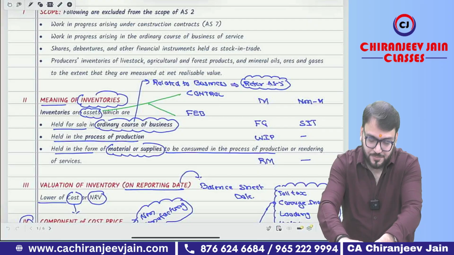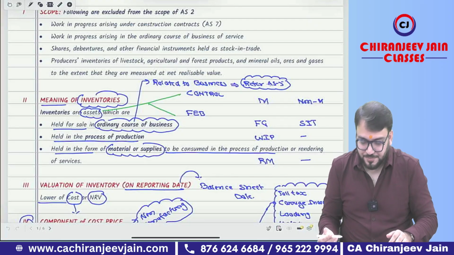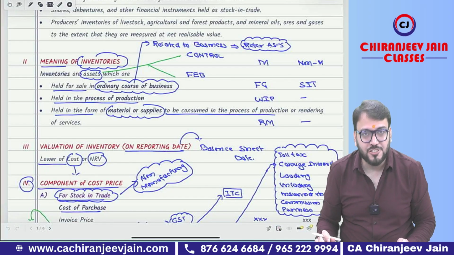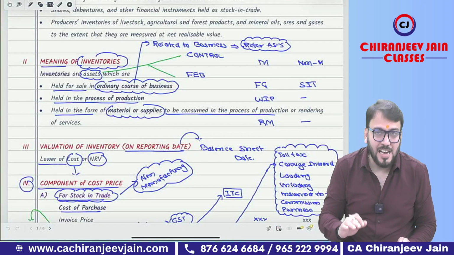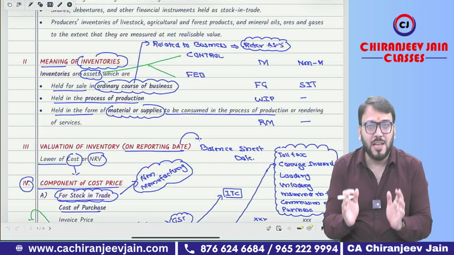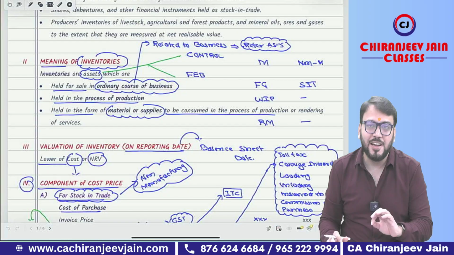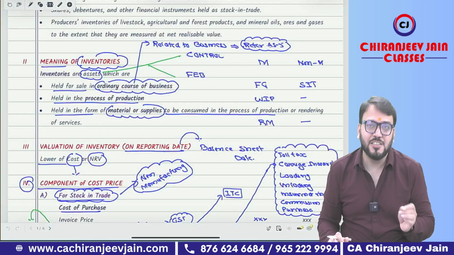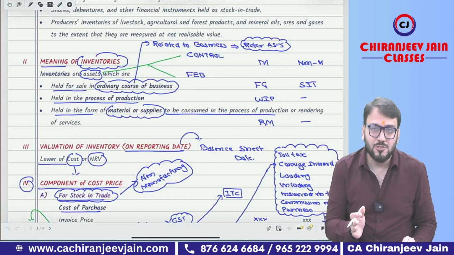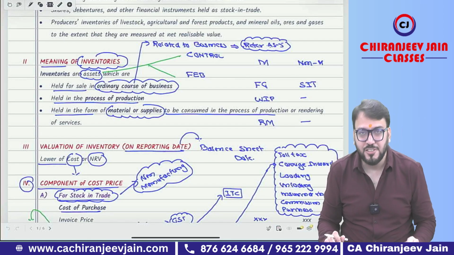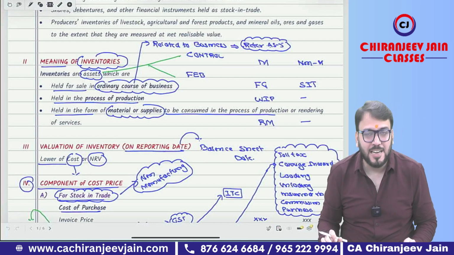So we have understood the meaning of inventories. Inventories are assets which are held for sale in the ordinary course of business, which are held in the process of production, which are held in the form of material or supplies to be consumed in the process of production or for rendering of services. In simple words, for a manufacturing organization there are three types of inventory: finished goods, raw material, and WIP. And for non-manufacturing, there is only one type of inventory, that is stock in trade.